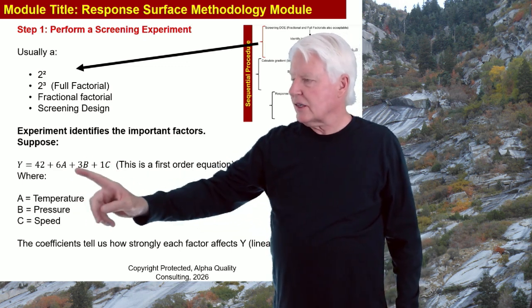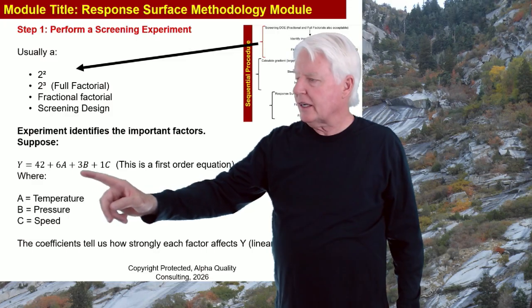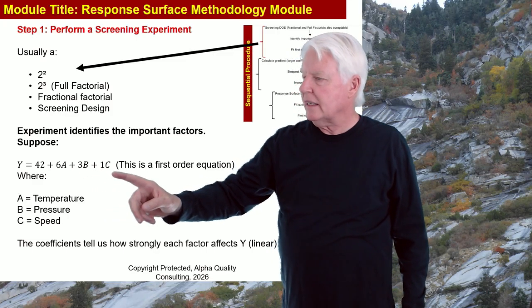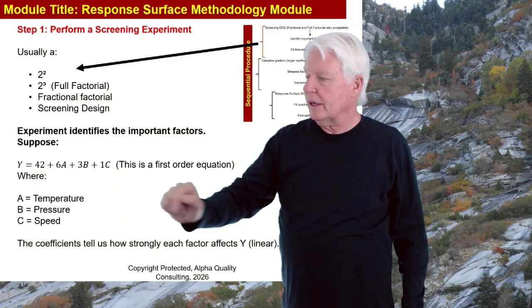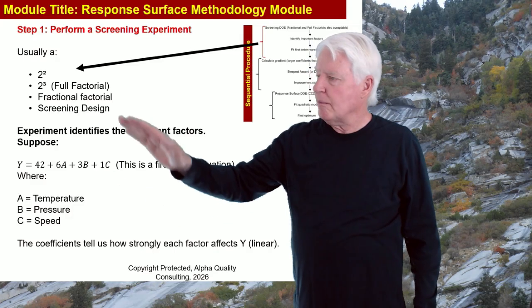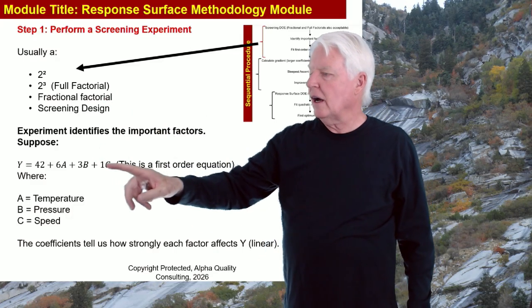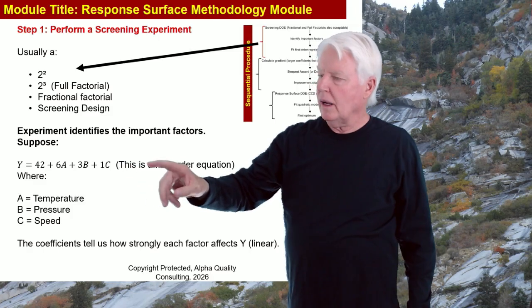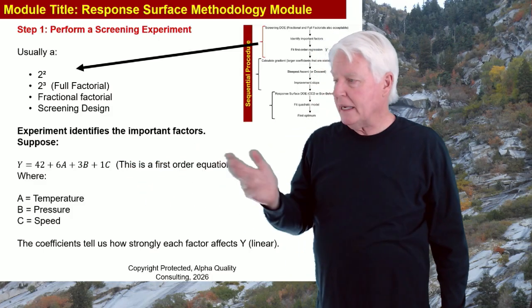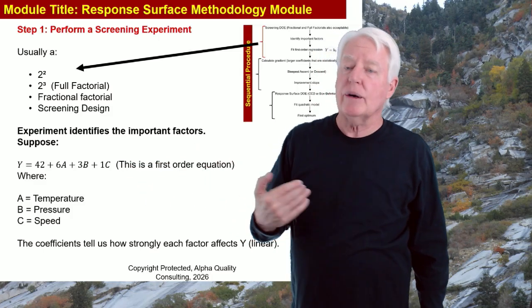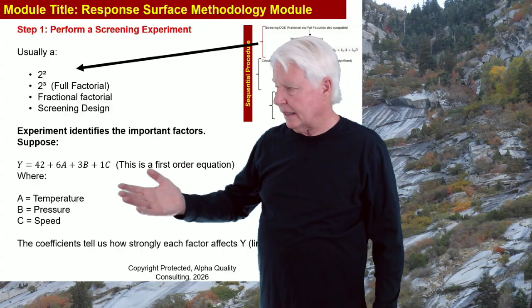Let's use this as an example: Y equals 42 plus 6A plus 3B plus 1C. This is a first order equation, and you did that by creating this equation here. Now you can also have plus A times B, which would be the interaction terms. It's not going to hurt anything.